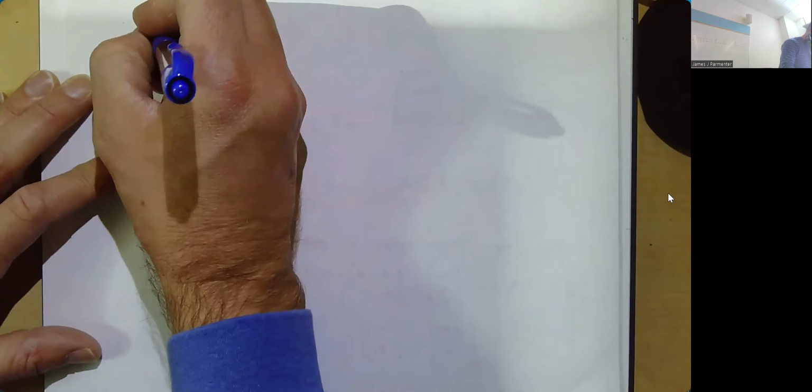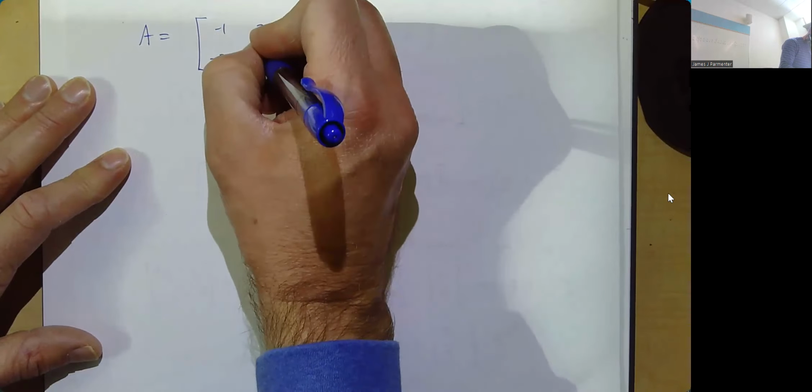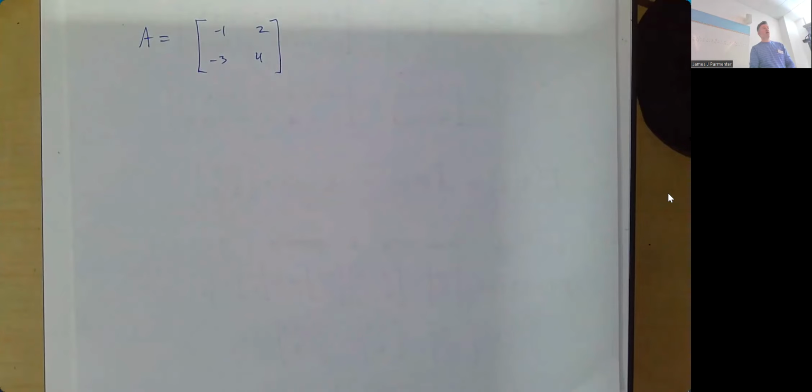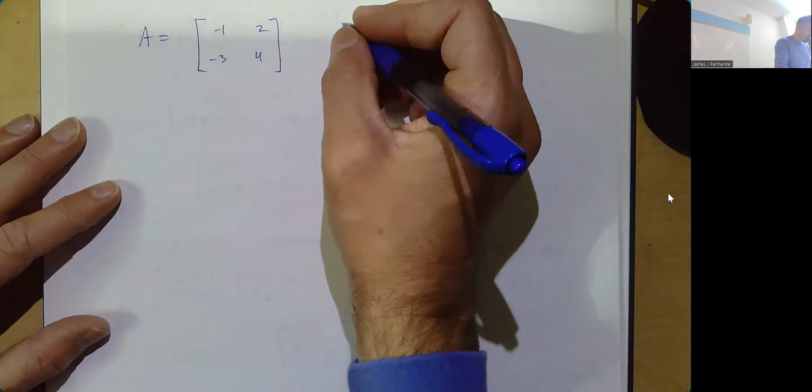More 17B review. Here's a matrix: -1, 2, -3, 4. Let's find the eigenvalues. So I will encourage you all, in your textbook, there are lots of matrices like this in the problems. If you have time to practice, definitely practice finding eigenvalues. It's something you want to be able to do relatively quickly because you're going to do it often in the next 3 to 4 weeks. So eigenvalues.